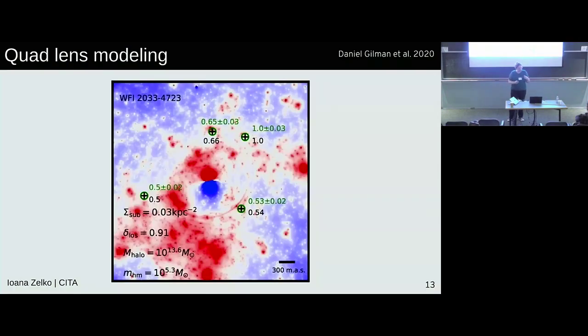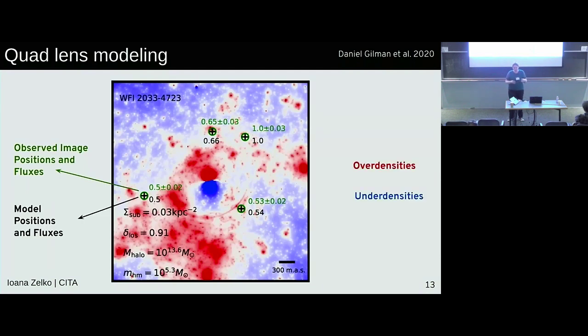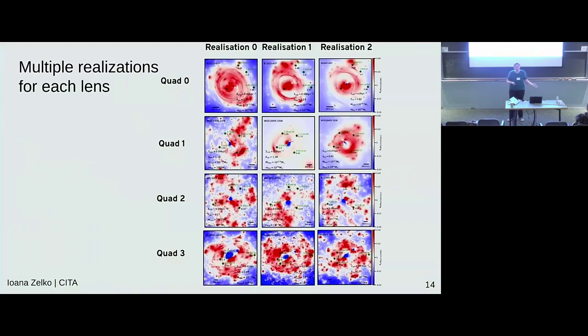And what we do, this is an image from Daniel Gilman's 2020 analysis that he just talked about earlier, is we try to match the photometry of the images as well as the positions for them. And the proposals sample from the halo mass functions of the theoretical model that's being studied. And statistically, we just look over multiple realizations for each quad system in the set.